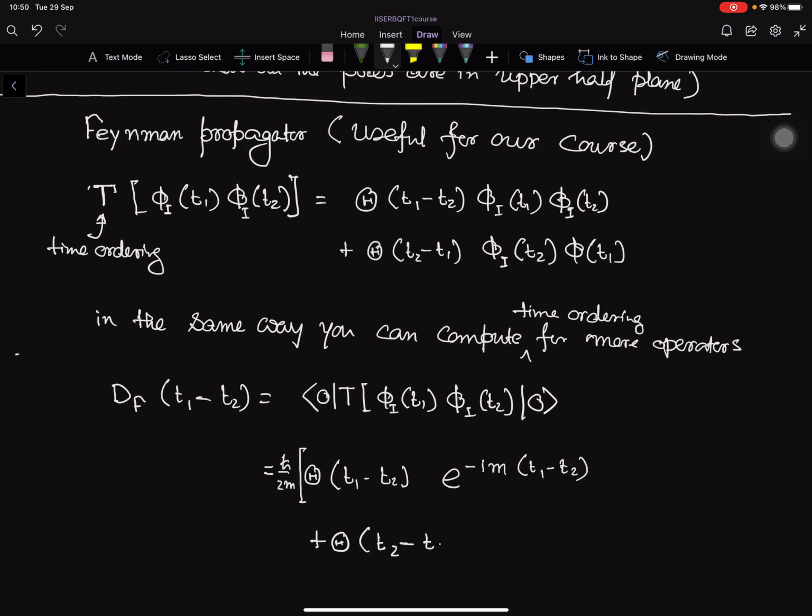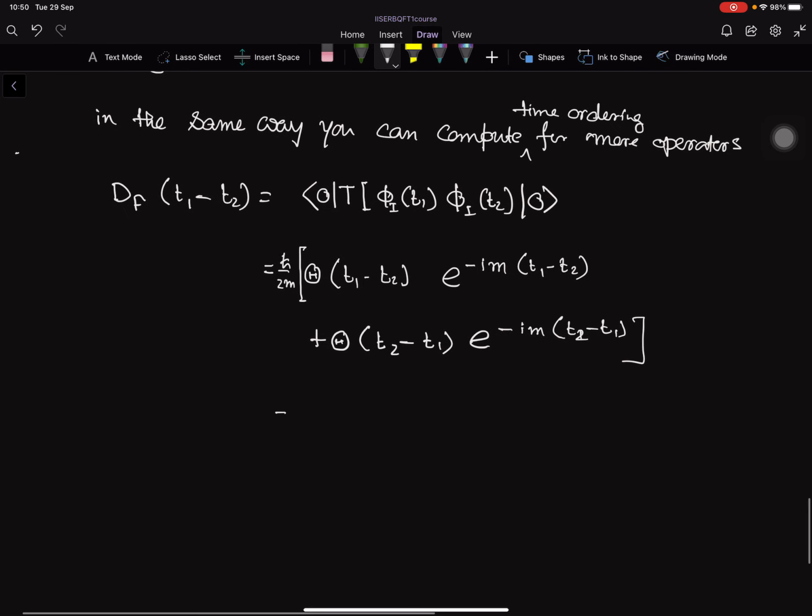theta function of t2 minus t1, exponential i m (t2 minus t1), which is often written as ħ over 2m. You can just write it as one exponential because the exponent is always positive. Okay, so this is the expression for the Feynman propagator in position space.